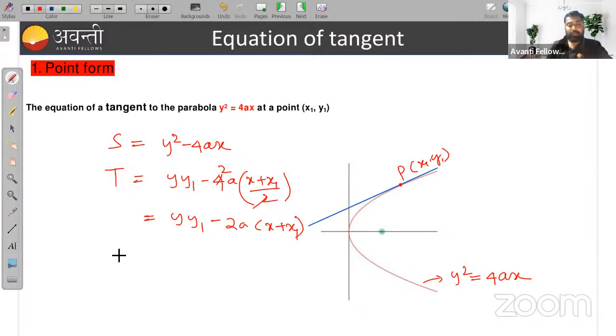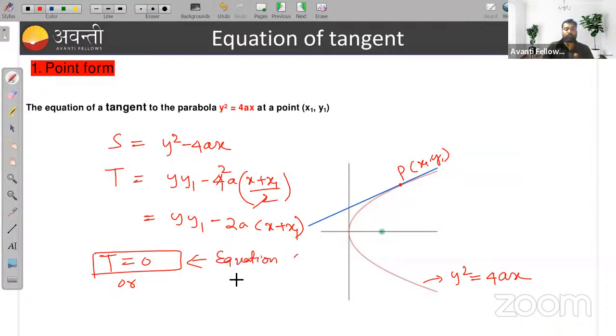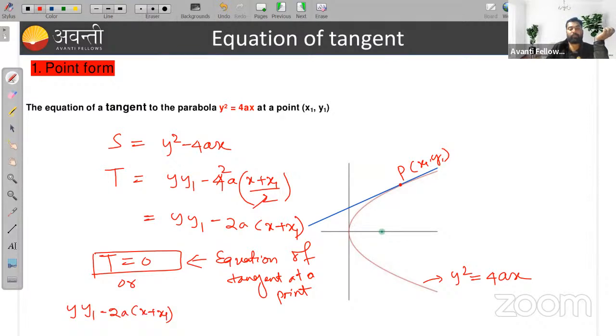So now we can say T is equal to 0 is the equation of tangent at a point. Or we can write y y1 minus 2a into (x plus x1) is equal to 0. This is also the equation of tangent. This is the point form of equation of tangent, right? Clear, everyone?